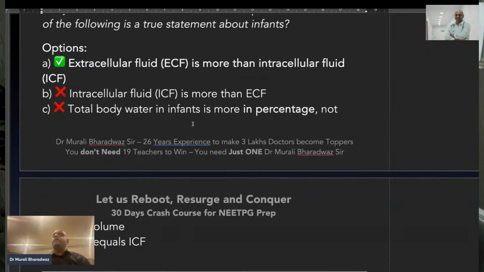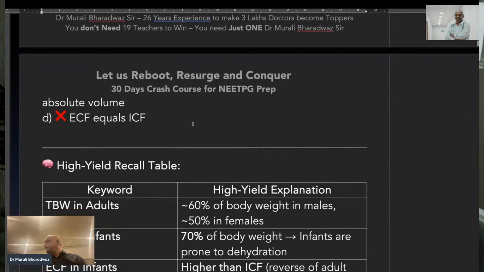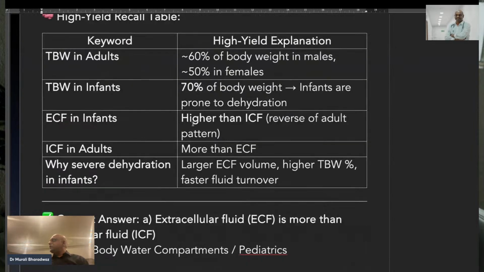What is the reverse engineering of the question paper by the examiner? ECF, ICF, plasma volume, percentages, what are the principal cations, anions in them? These are all the masala issues for the examiner.